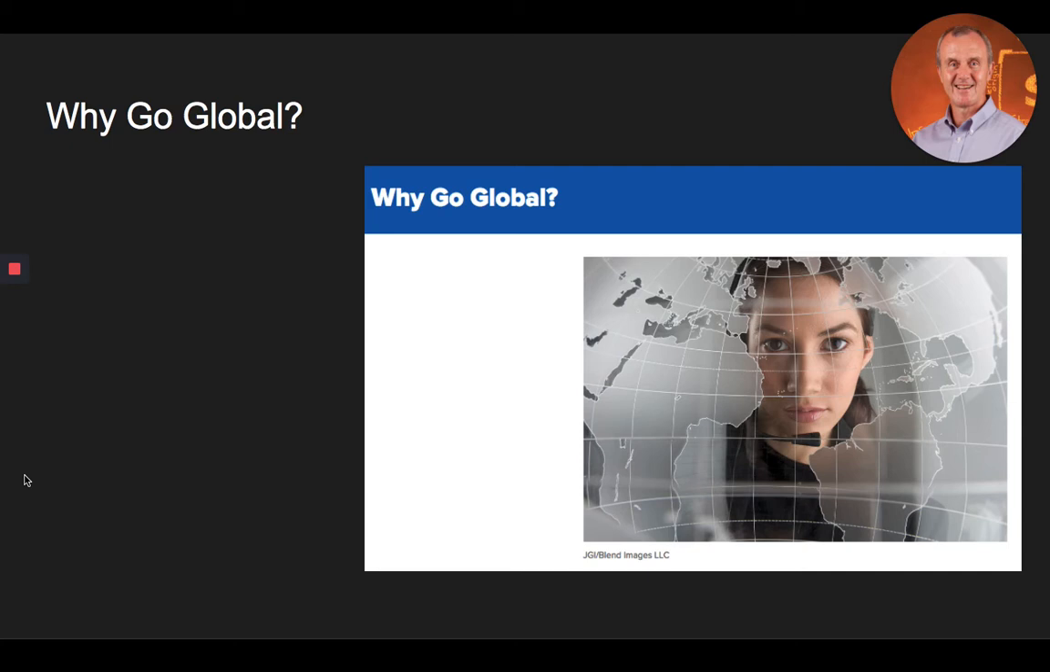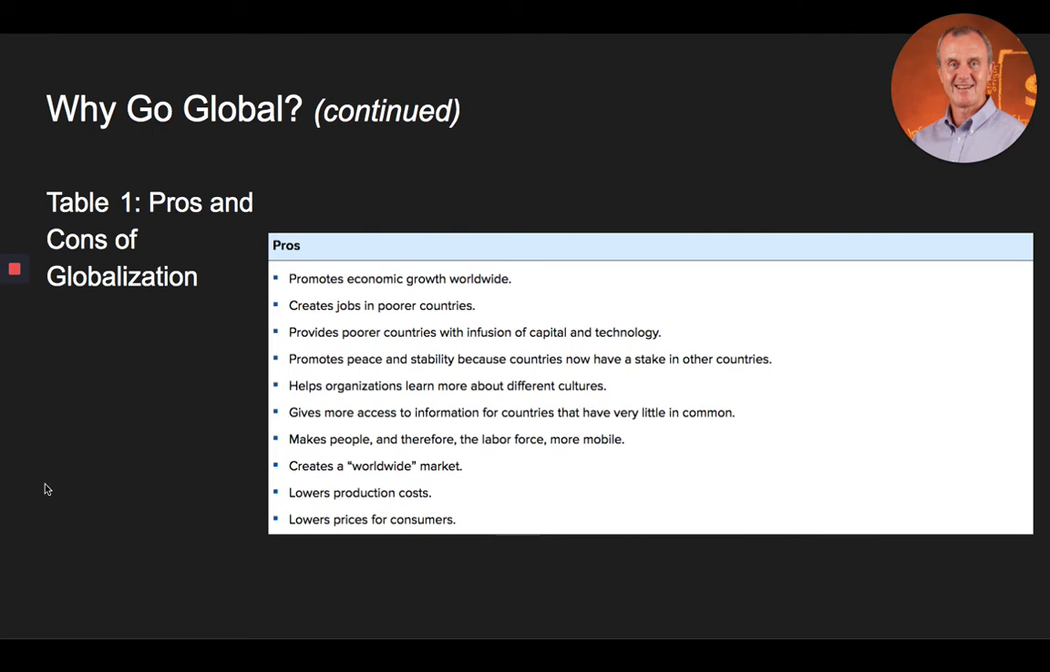So at the outset, there's a fundamental question of why an organization should go global. Globalization is defined as the increased interaction and integration of economic, political, technological, and sociocultural systems across different geographic regions. Now, Table 1 from your text, part of which is copied onto the slide in front of you, talks about the pros and cons of globalization.